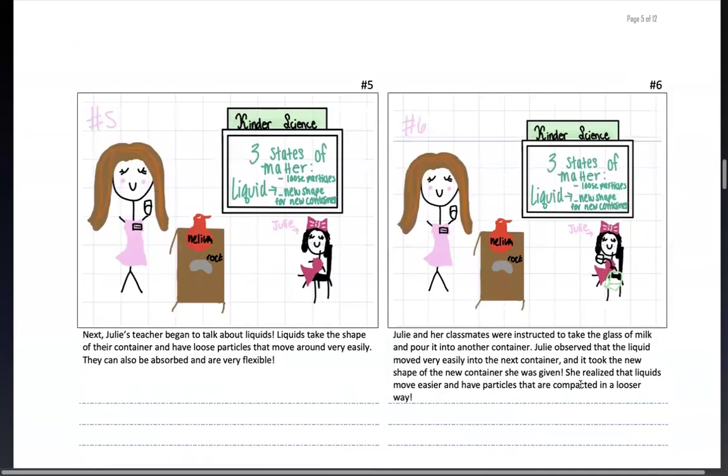Next, Julie's teacher began to talk about liquids. Liquids take the shape of their container and have loose particles that move around very easily. They can also be absorbed and are very flexible.